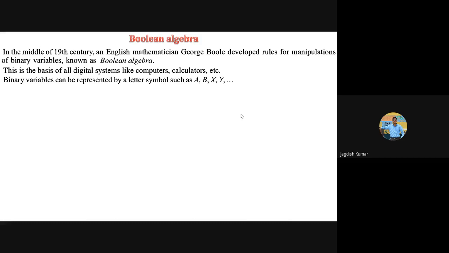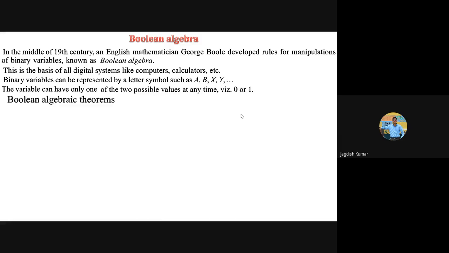So now again, in Boolean algebra, the binary variables are represented with the help of certain symbols like A, B, C, X, Y. For example, you may represent inputs with say A, B, C, and output with Y, or so on. So in Boolean algebra, a letter represents a binary variable. And the variable can have only one of the two possible values, as I already told you, either 0 or 1, or we can say low or high.